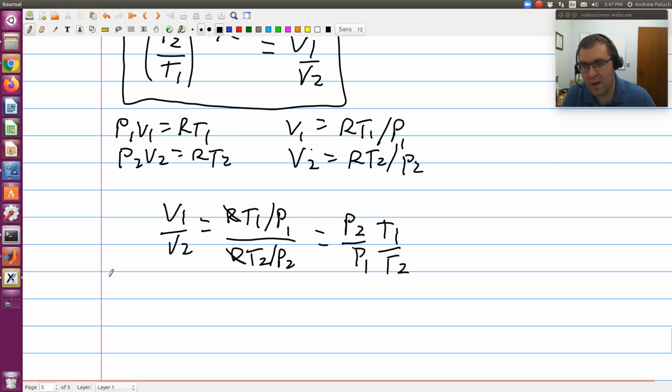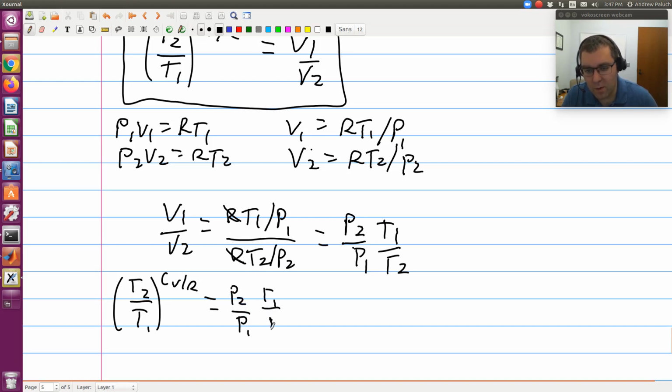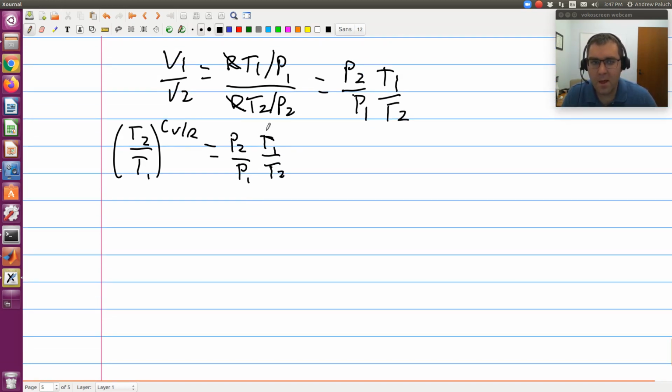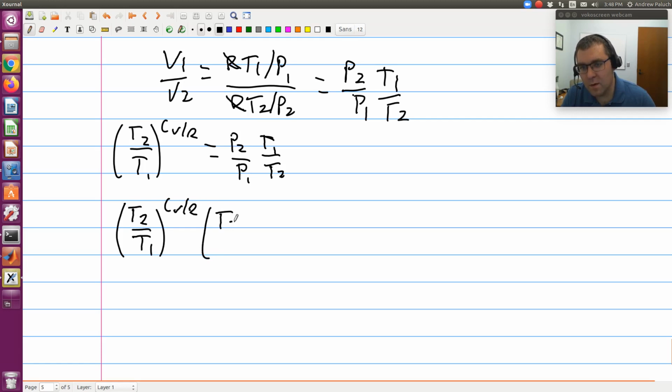So if I plug that in here, I get T2 over T1 raised to the CV over R is equal to P2 over P1 times T1 over T2. To further simplify, I multiply both sides by T2 over T1. So I have T2 over T1 raised to the CV over R times T2 over T1, which I'm going to make a note is equivalent to being raised to the power of 1, is equal to P2 over P1.